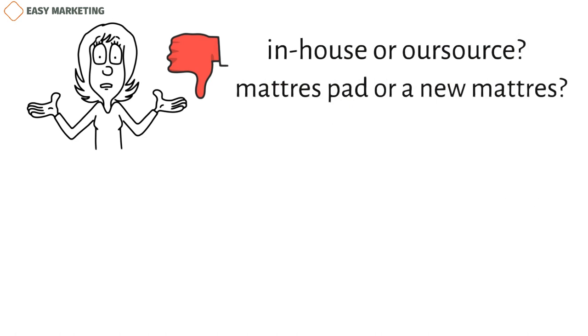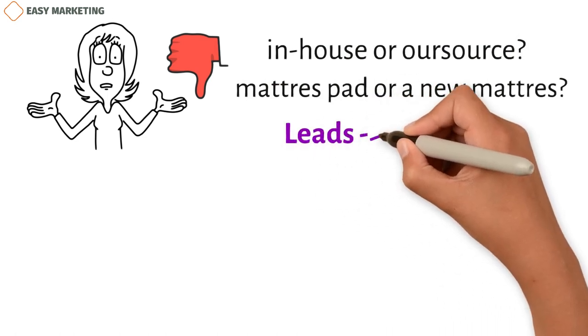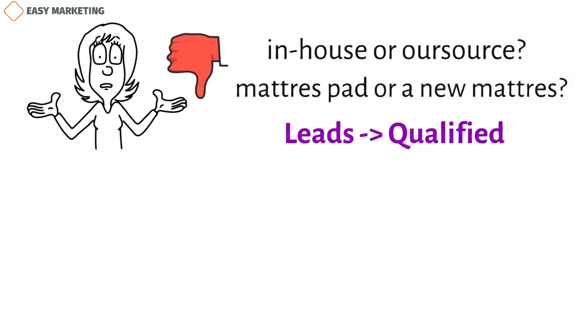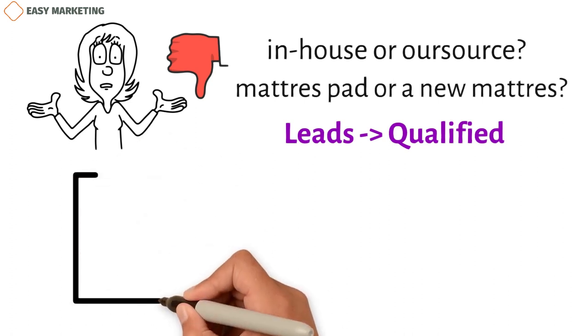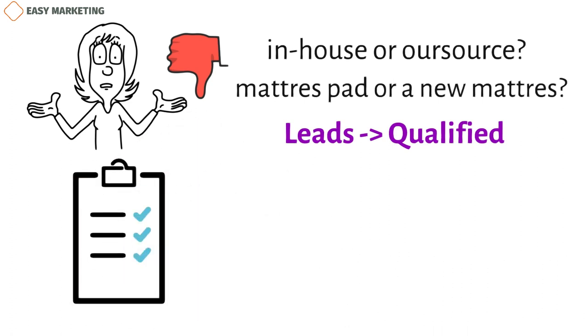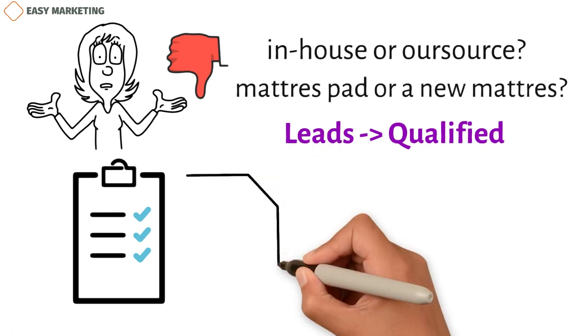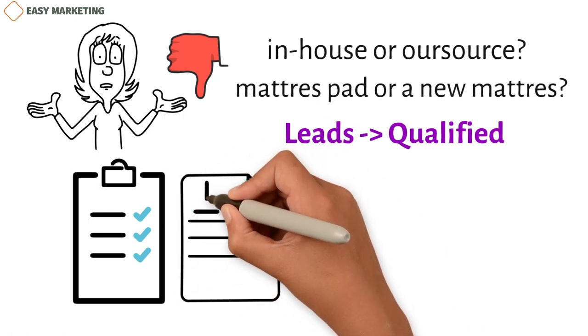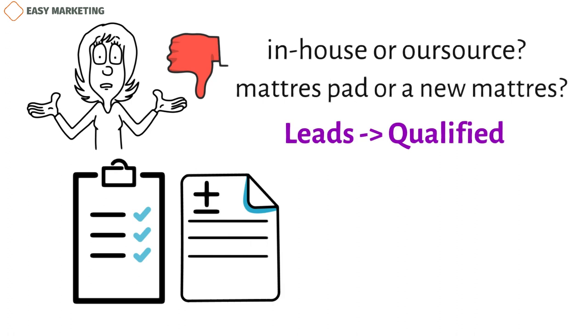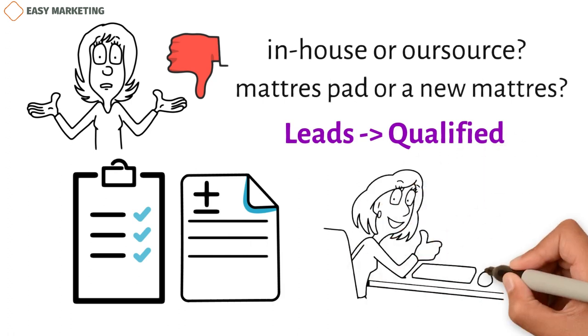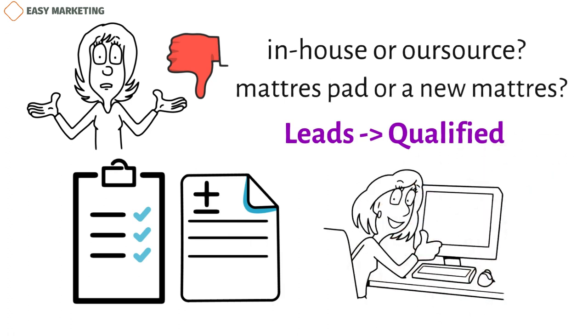In the next example, they aren't sure if they just need a mattress pad or if they should buy a new mattress. Your leads become qualified as you talk to them and ask them questions to figure out if your offer is the right solution for their problem. At this stage, your leads are most interested in detailed guides, checklists that compare things, and lists of pros and cons. These things would make it easy for the person making the decision to get to the next step.